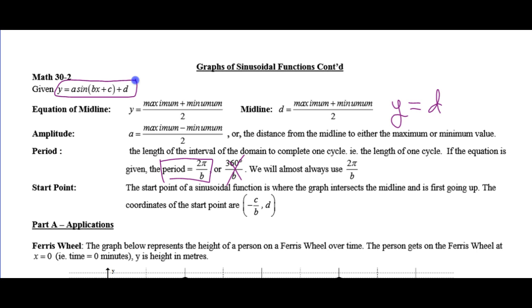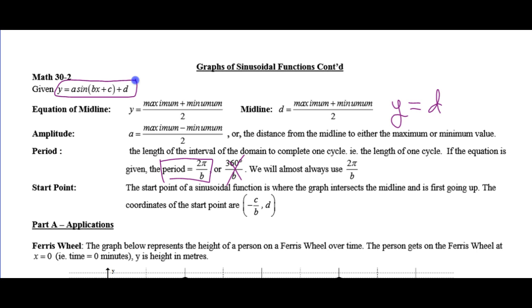So you can count the amplitude, and you can figure out the midline simply by counting. It's 6, so I'm just going to go back up 3 and draw my midline. For the amplitude, I go from the midline and count up or down to the max or the min. But we can also calculate it: max minus min over 2, or the distance from the midline to either the max or the min. So that's amplitude, and you can find it a couple of ways.